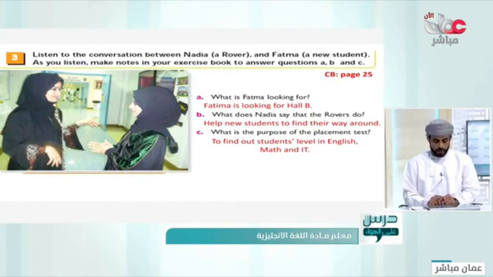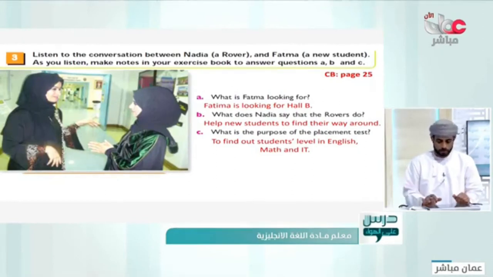What does Nadia say that the rovers do? She said that they help new students to find their way around. The last question said, what is the purpose of the placement test? The purpose of the placement test is to find out students' level in English, math, and IT. This was the listening. So you have learned how to predict what kind of answers you are looking for. And it is really important to read the questions before going through the listening.